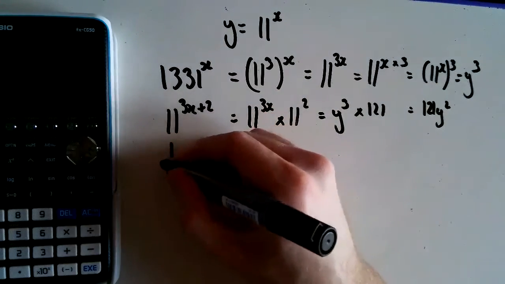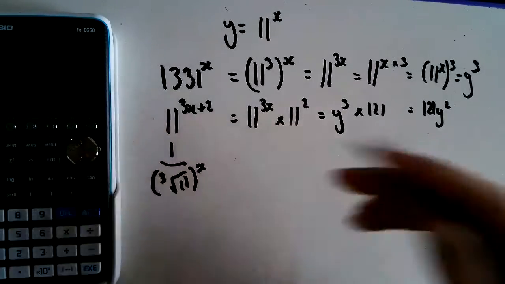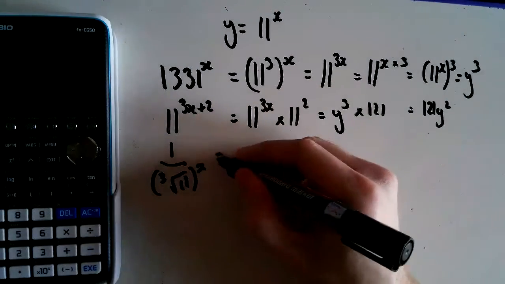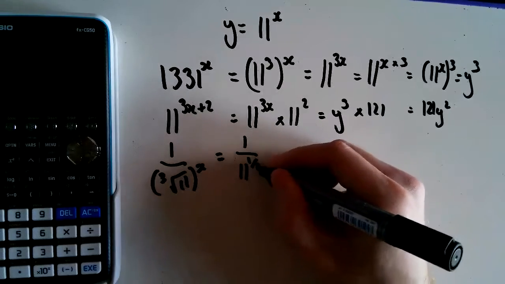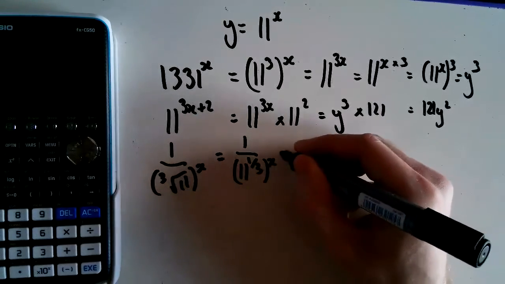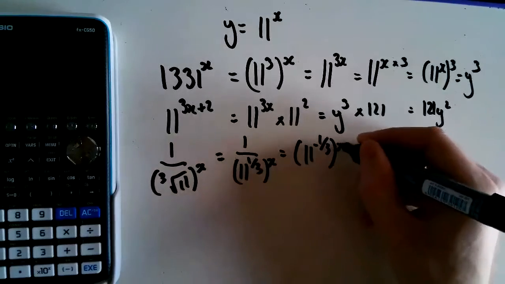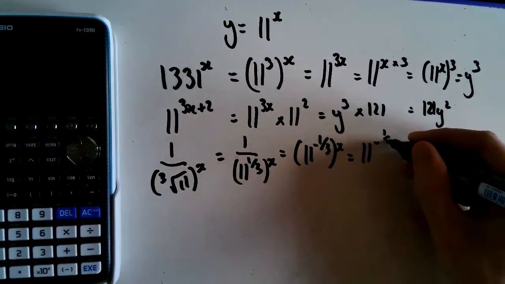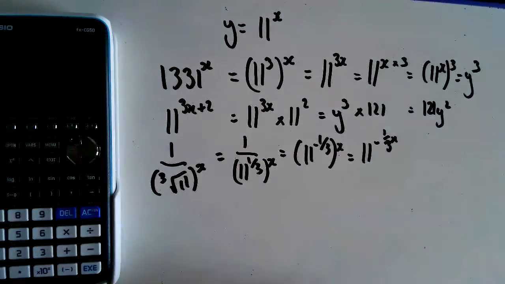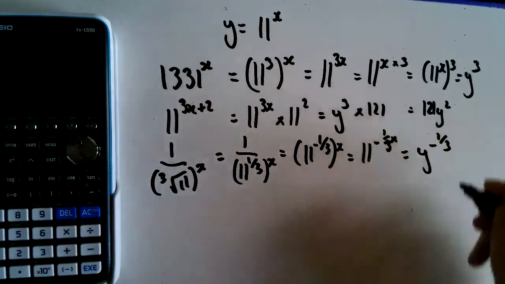And then 1 over cube root of 11 to the power x. Well, we can write that as 1 over 11 to the third x, which we can write as 11 to the minus a third x, which is, from the same logic as before, y to the minus a third.